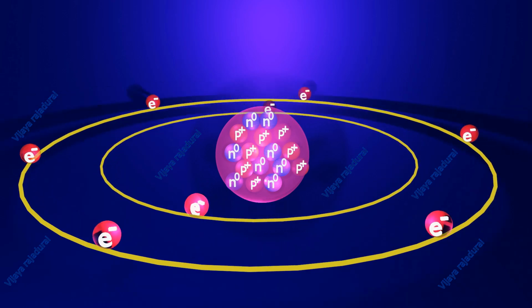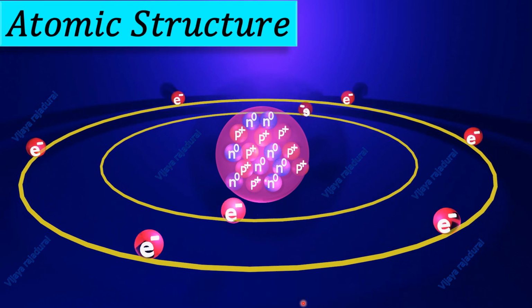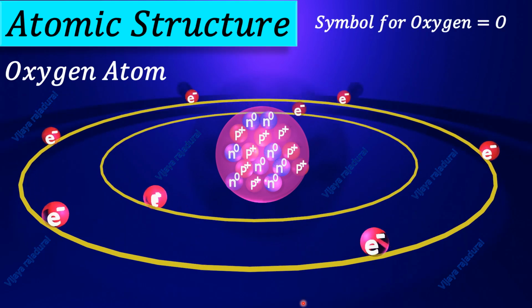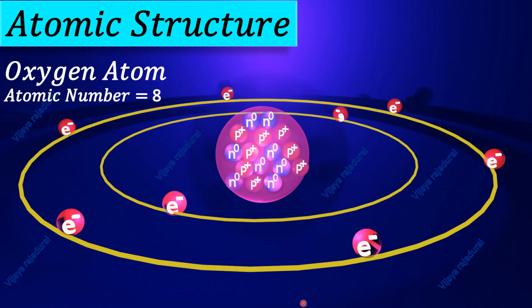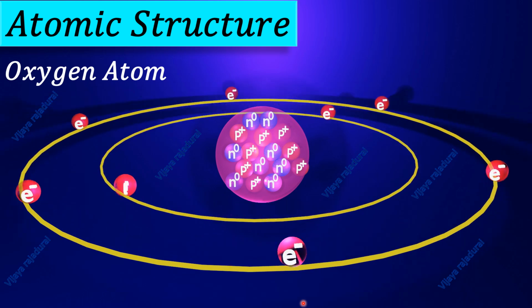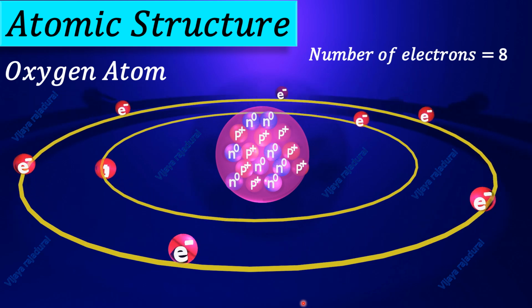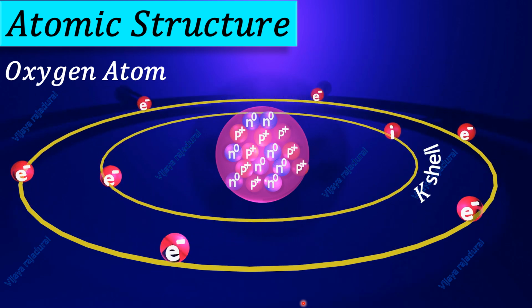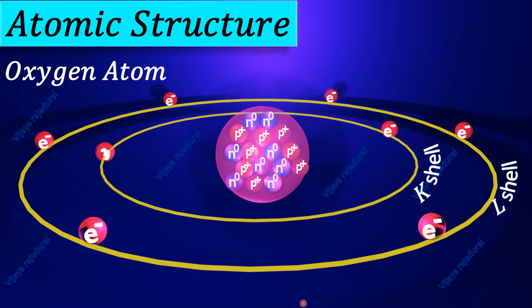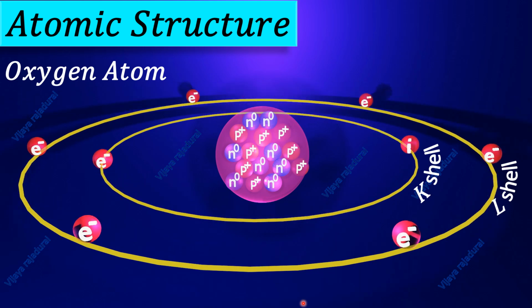In this video, we are going to see the atomic structure of the oxygen atom. The symbol of oxygen is O. Its atomic number is 8. In this atom, 8 electrons are revolving around the nucleus. Out of 8 electrons, 2 electrons are present in the K shell. The rest of the 6 electrons are present in the L shell.